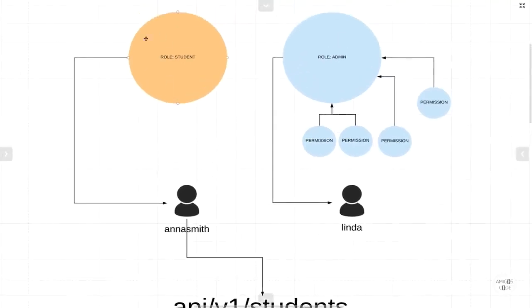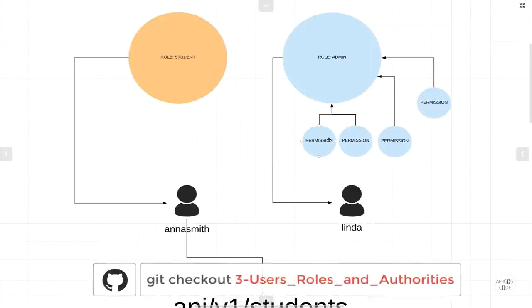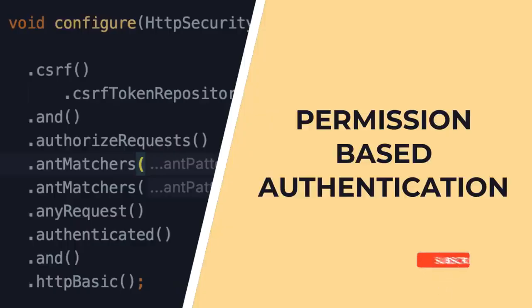So we've covered role-based authentication, but we can also use permission-based authentication, right? Right here we have a set of permissions, and we can also say that you are only allowed to access this resource if you have this permission. And that's what we're going to learn next.